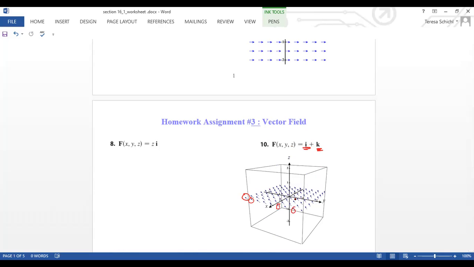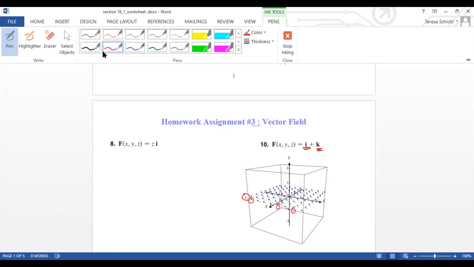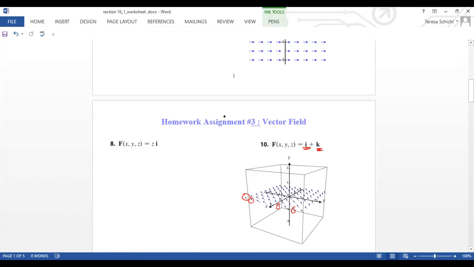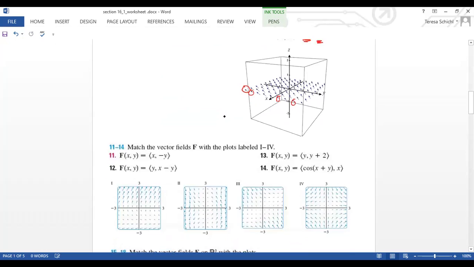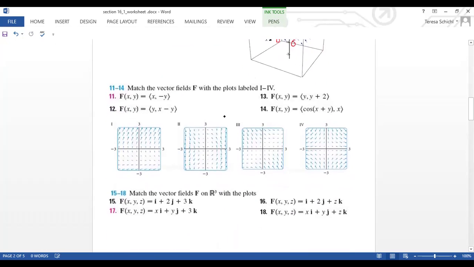Like I said, you can try to choose points by hand and sketch it, or you can just use the software, which I think is way easier and also gives you better visuals. From number 11 to number 14 here, they want you to match the vector field with the graphs. What you can do is put it into the software, or you can plot a few points.